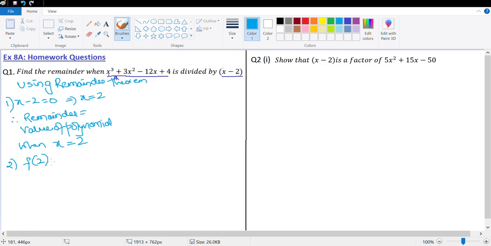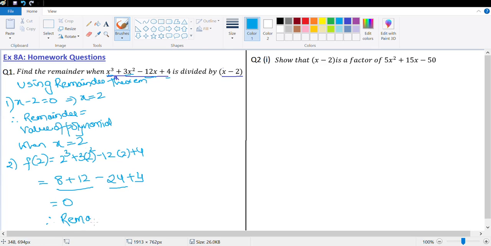So value of polynomial when x is equal to 2 is equal to 2 cube plus 3 times 2 square minus 12 times 2 plus 4. So 2 cube is 8. 2 into 2, 4 into 3, 12, minus 12 into 2, that's negative 24, plus 4. So that's 8 plus 12, that's 20. 20 plus 4, 24 minus 24, which is 0. Therefore, remainder is 0, which means x minus 2 is a factor of the given polynomial.